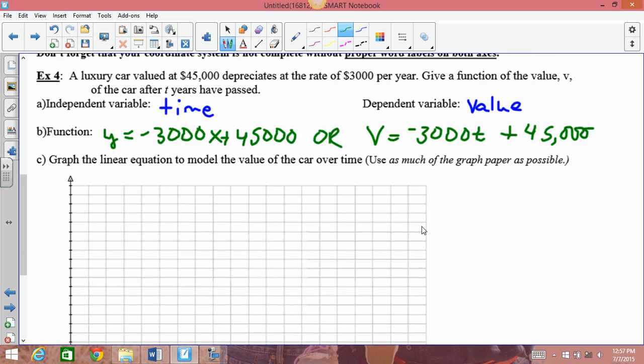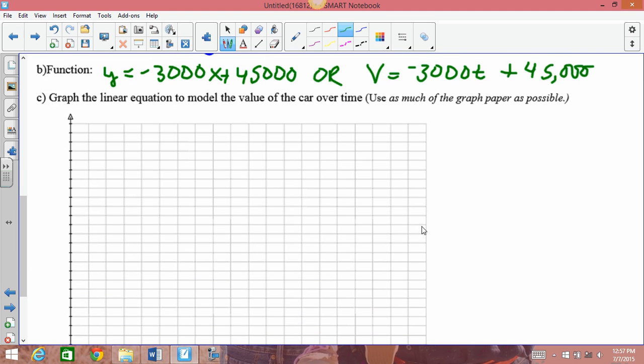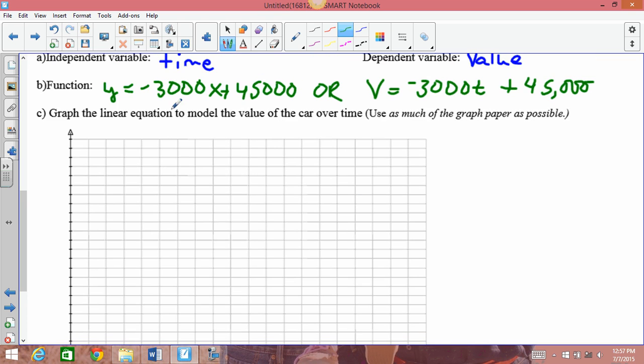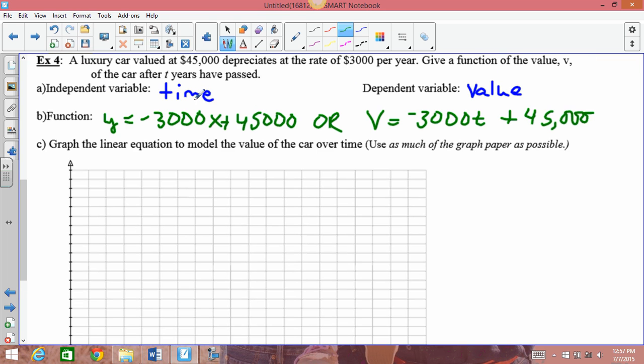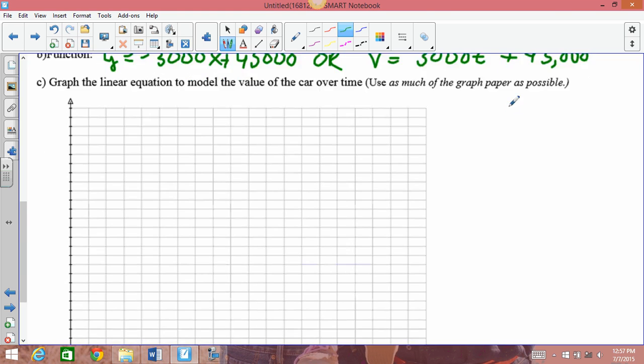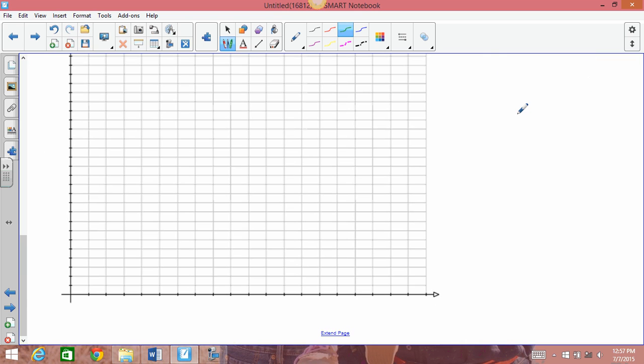I'm not too picky about that, okay? The next part is, how do you actually graph this particular linear function? So you know what's going on the x-axis. On the x-axis is that independent variable, the time. On the y-axis is your dependent variable, the value. So along the x-axis you have time, and it would be measured in years. And along the y-axis we'd have value, and we're going to measure it in thousands.